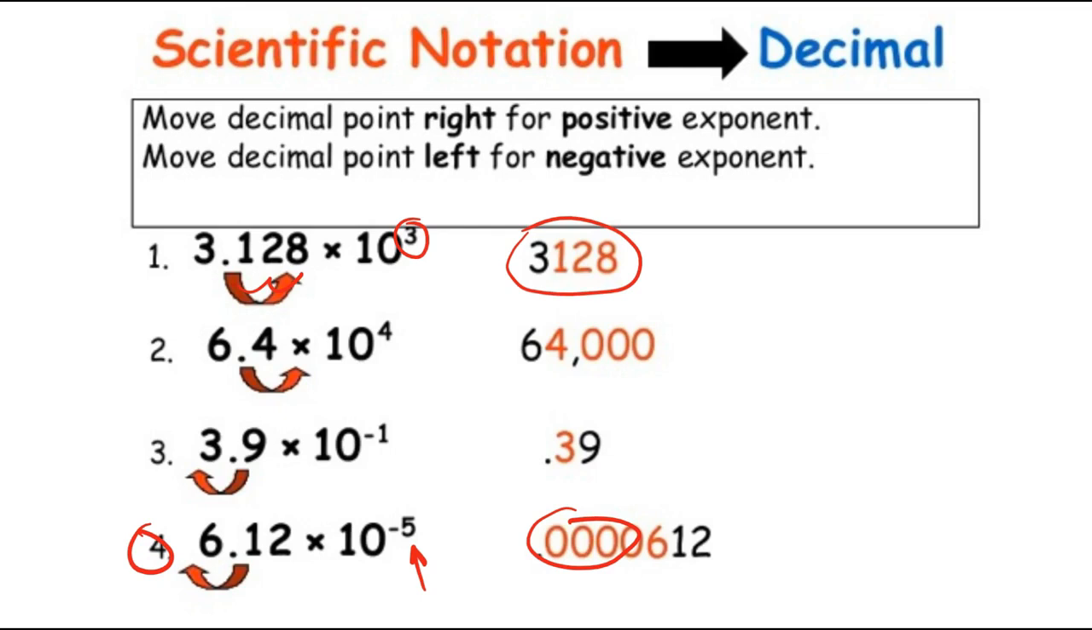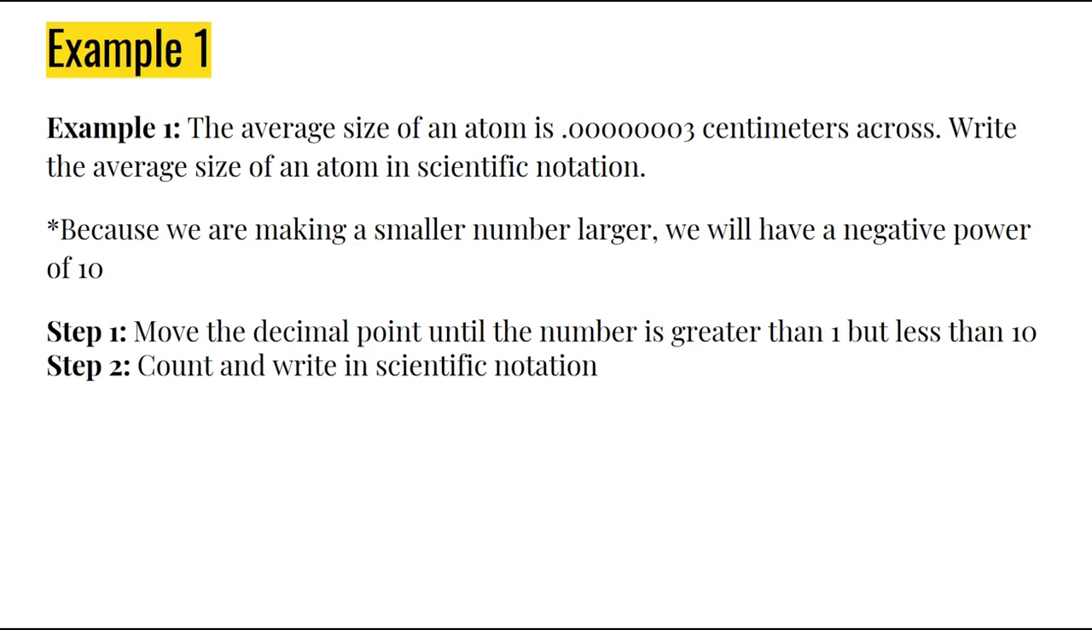We'll do a couple examples, and as we do the examples, I think it'll start to be more clear on how this works. Let's take a look at our first example. It says the average size of an atom is 0.0000003 centimeters across. Write the average size of an atom in scientific notation. As you can see, that's a very, very small number, one that if we were to do math with, could be kind of difficult. Putting it in scientific notation makes it a little bit easier if we want to multiply or divide our really large or our really small numbers.